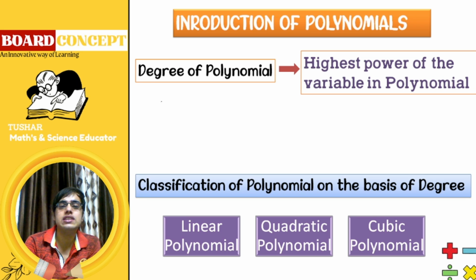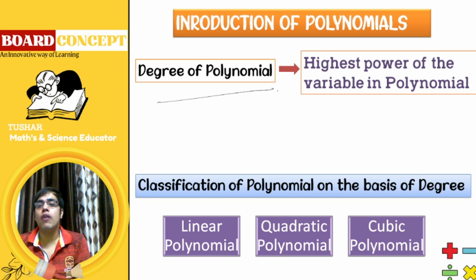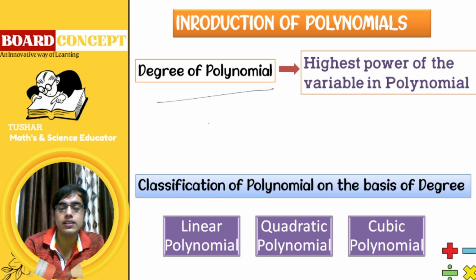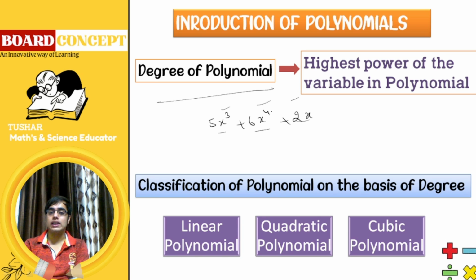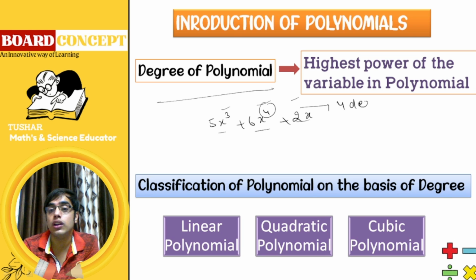Our next topic is the degree of a polynomial. The highest power of the variable in a polynomial is called the degree of the polynomial. Take an example, 5x cube plus 6x power 4 plus 2x. Here there are three terms: first is 5x cube, second is 6x power 4, and last is 2x. What is the degree? The highest power of the variable in the polynomial. Here the highest power is 4, so 4 is the degree of the polynomial.